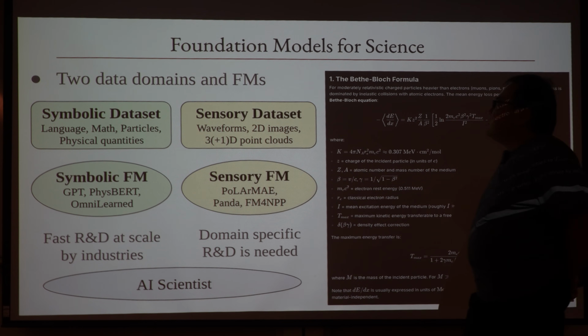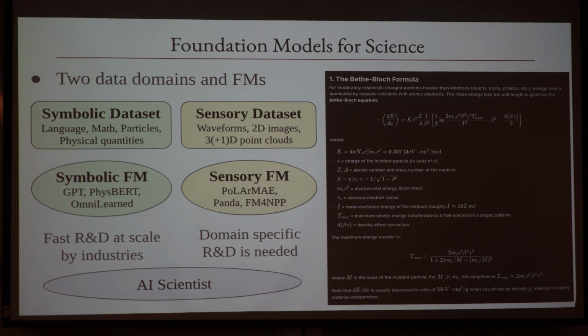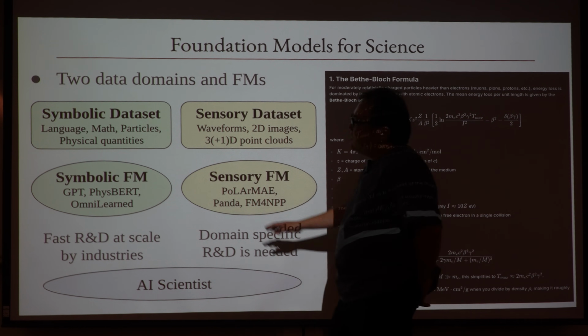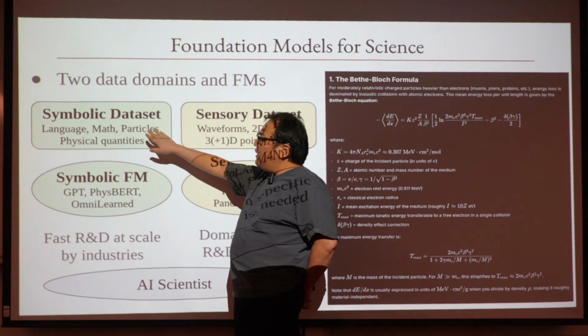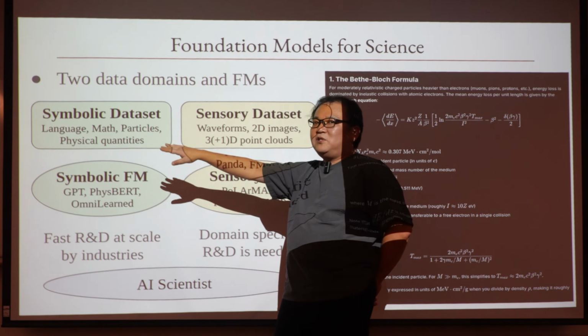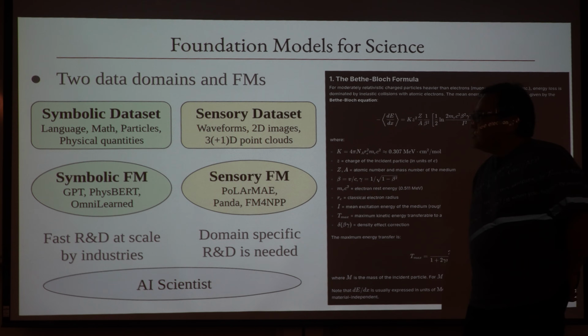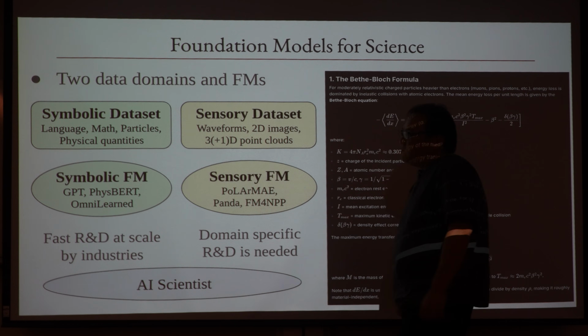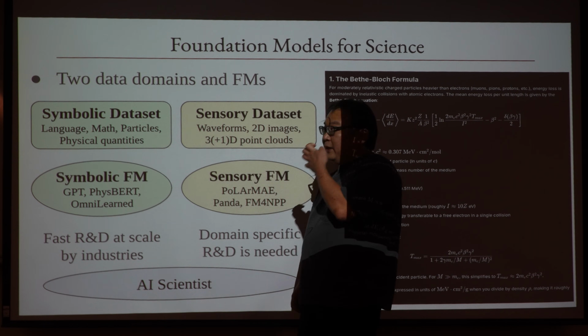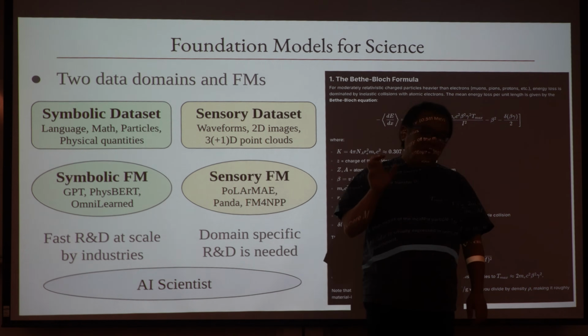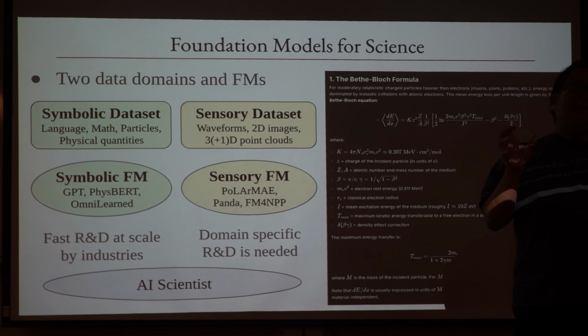This is my simplified view of what kind of data I see in foundation models research for science. One side is called symbolic datasets. This is like language, math, or representations of particles in particle physics, galaxies in your case, cosmology, and some useful physical quantities. What is the grouping here? Each individual data entity has strong semantic information.